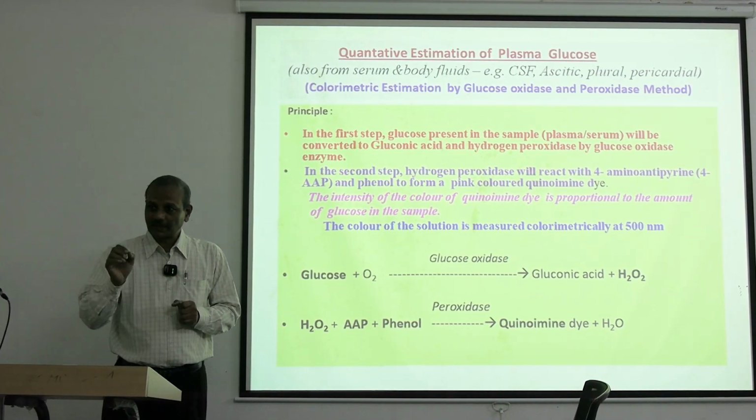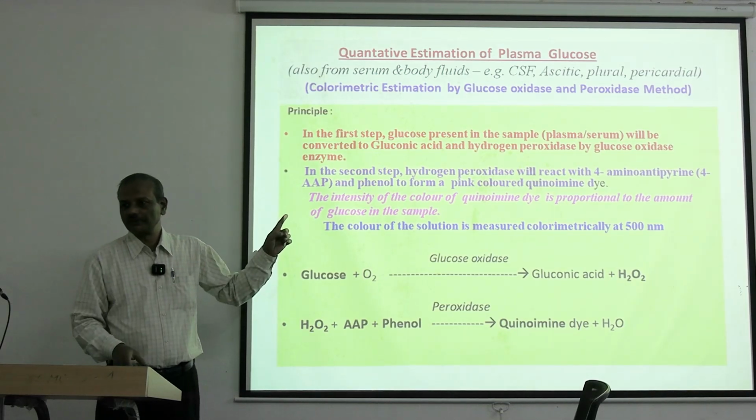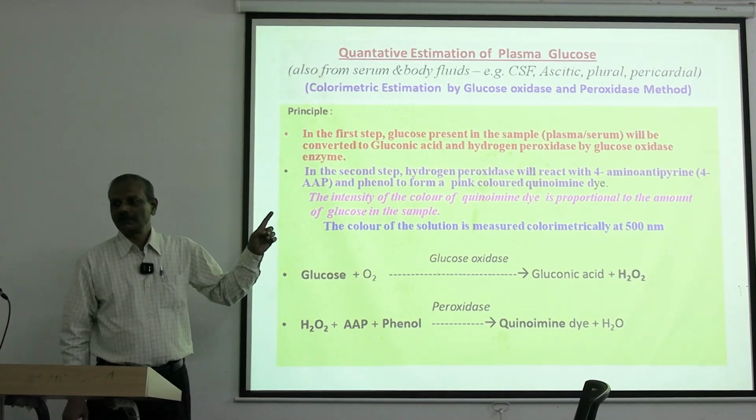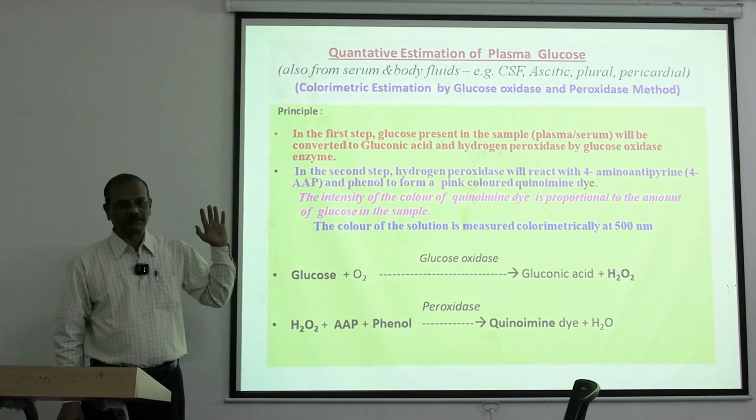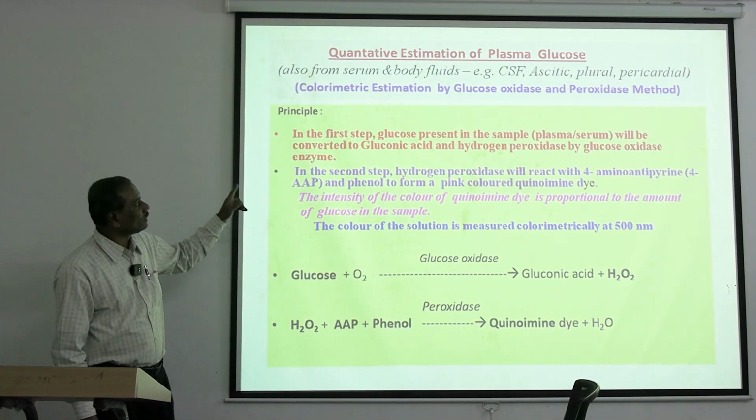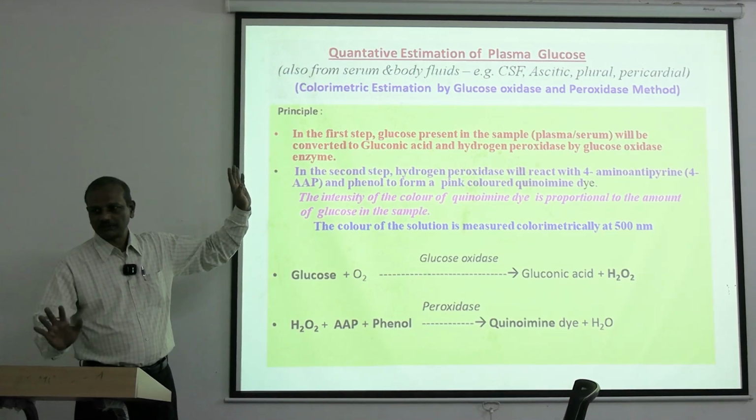Since color is measured, how will you measure the color? We have to use an instrument that is called a colorimeter. Colorimeter basically means measurement of color. So this is a colorimetric procedure of plasma glucose estimation. There are other methods, but you will do this thing.